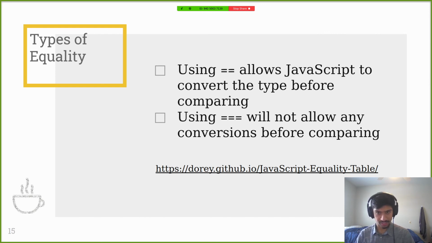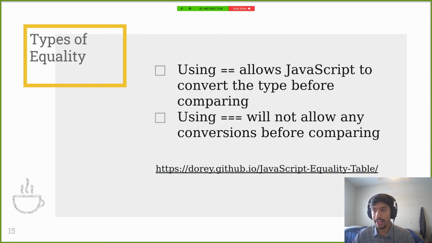We won't go over that in this course, but just remember, use let and it'll prevent most of your problems from occurring. Types of equality, as you can see here, we briefly went over this already, but again, using double equals allows JavaScript to convert the type before it compares, and triple equals will not allow it to convert before comparing.